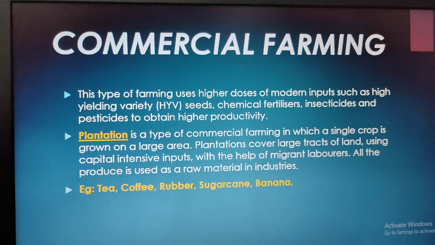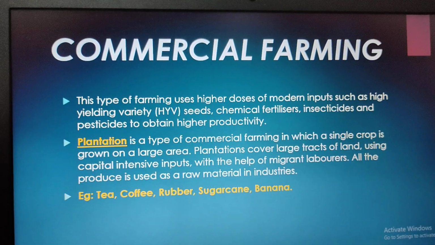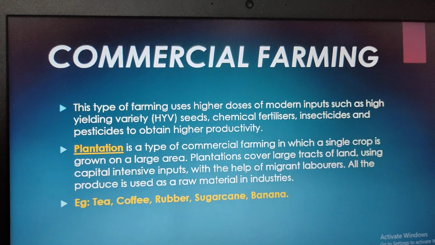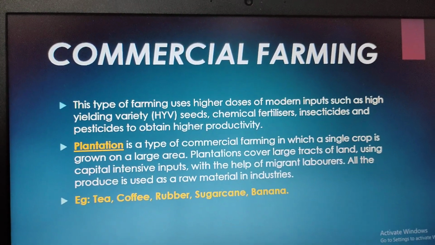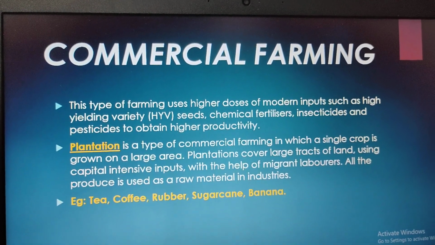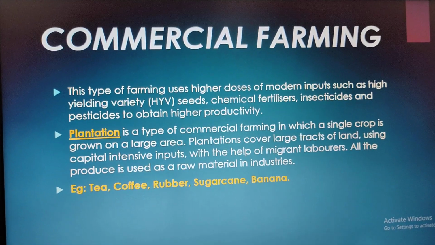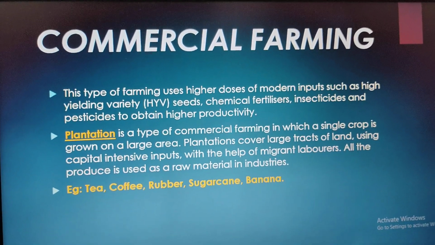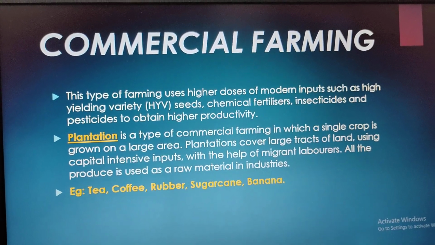Plantation is a type of commercial farming in which a single crop is grown on a large area, right? A single crop over a large area. Plantations cover large tracts of land using capital intensive inputs with the help of migrant laborers. All the produce is used as a raw material in industries. Tea, coffee, rubber, sugarcane, banana, right? These are the commercial crops which help us in gaining profits. That is why the term capital intensive inputs is used.